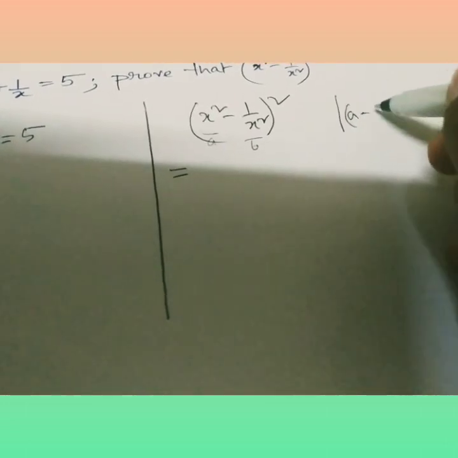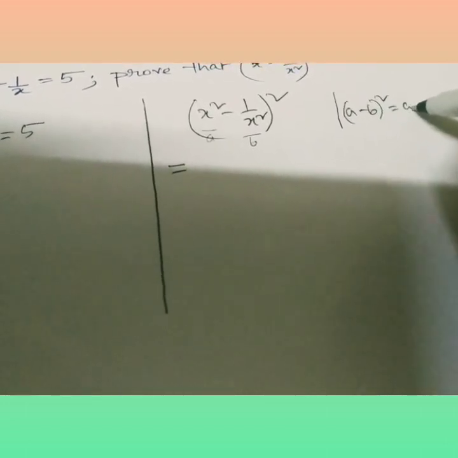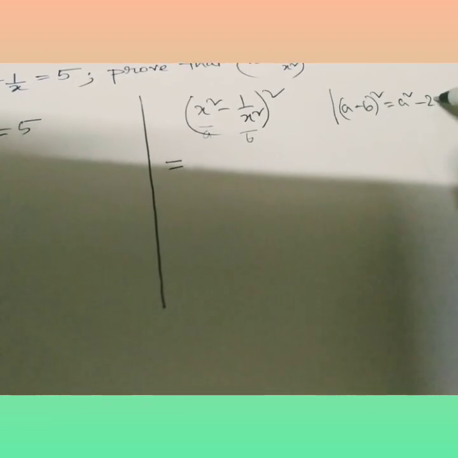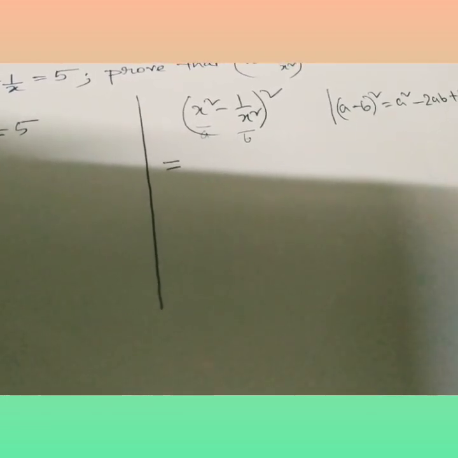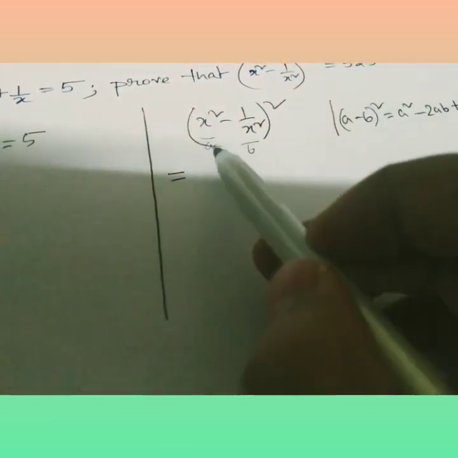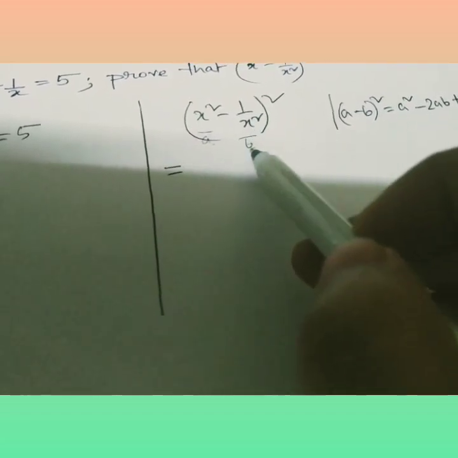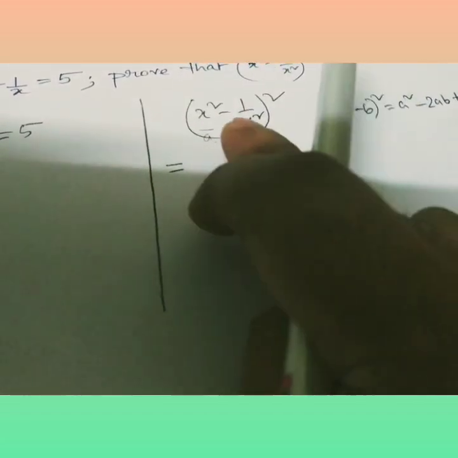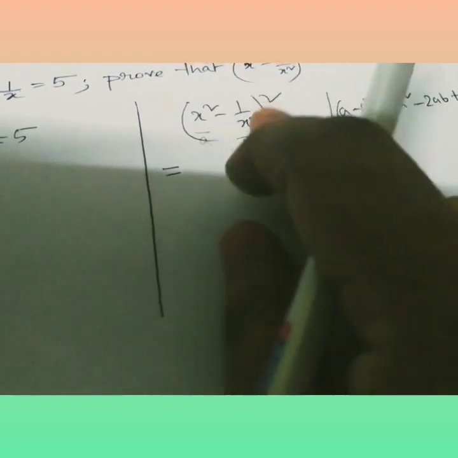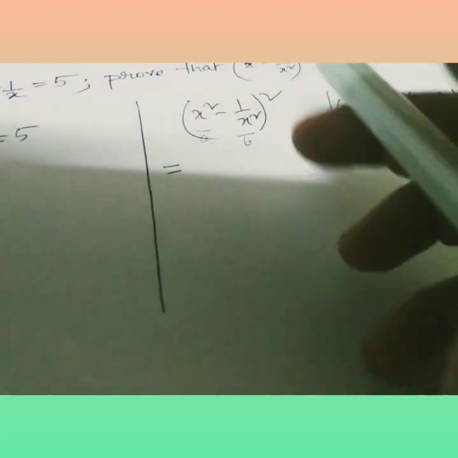(a − b) whole square equals a square minus 2ab plus b square, right? So I'm considering x square to be a and 1 by x square to be b. And this is a minus b and there is a whole square over here. So I'm trying to convert this.